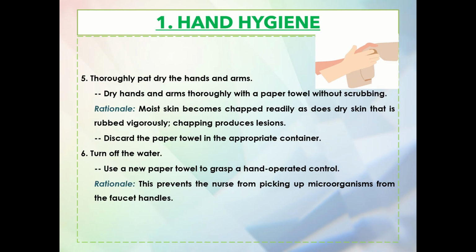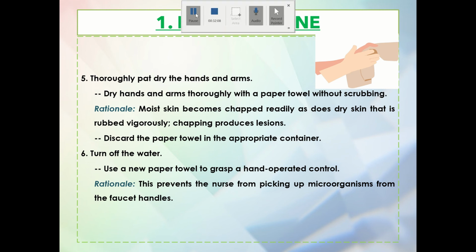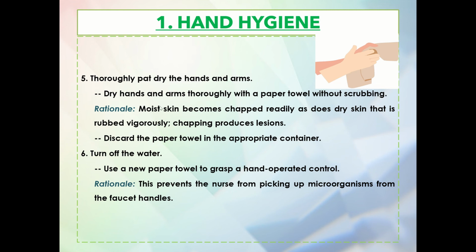So, after that, number 5, thoroughly pat dry the hands and arms. So, tapos ka na mag-hand wash, so definitely tutuyuin mo na. So, dry hands and arms thoroughly with a paper towel without scrubbing. Moist skin becomes chapped readily as does dry skin that is rubbed vigorously. So, chapping produces lesions. And then discard paper towel in the appropriate container. So, after using them. And then turn off the water.